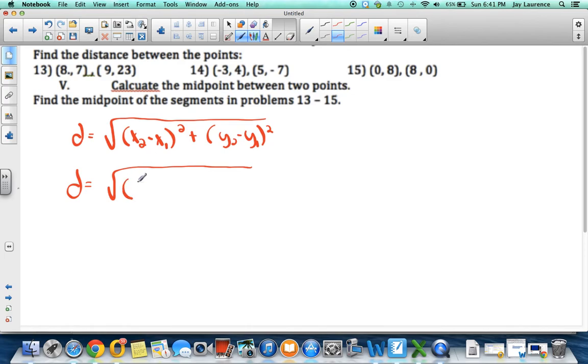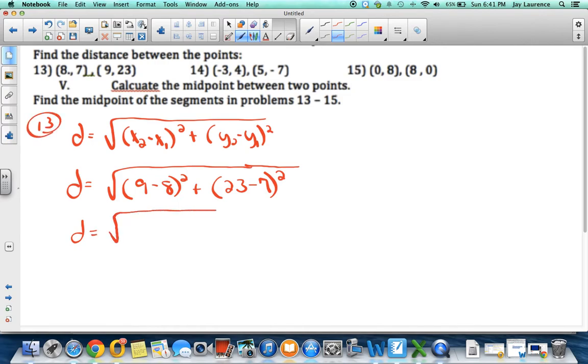All right, so my x's, looks like I'm going to do 9 minus 8, square it, plus 23 minus 7, and square that. All right, so this is problem number 13, by the way. I'm going to get, this is going to turn out to be 1. This is going to turn out to be 16, so I'm going to square 1 and get 1. Square 16 and get 256. So d is going to be equal to the rad of 257.